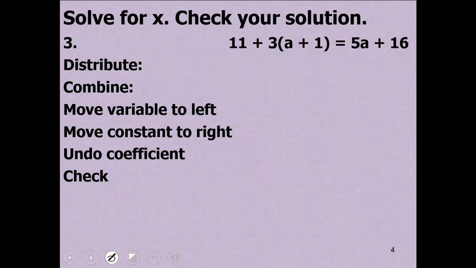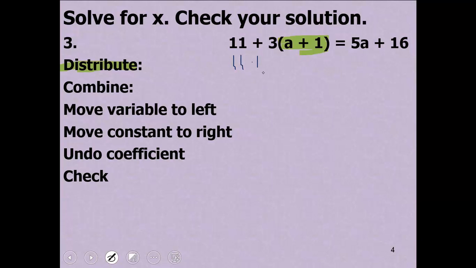So let's look through this one. I have 11 plus 3 times, in parentheses, a plus 1 equals 5a plus 16. Look, I have a grouping symbol. I'm going to highlight my grouping symbol for you right here. This means that I have to distribute. So let's do that first.